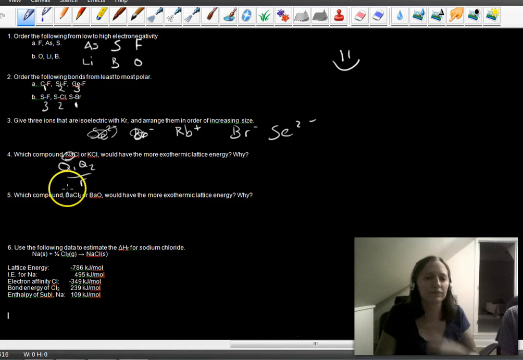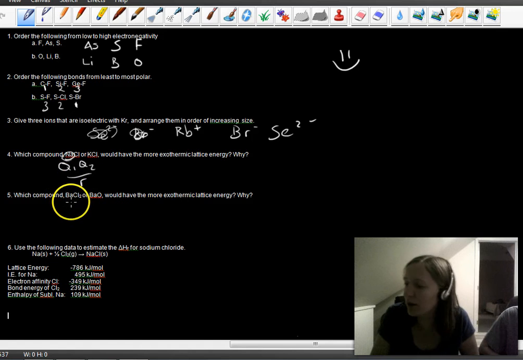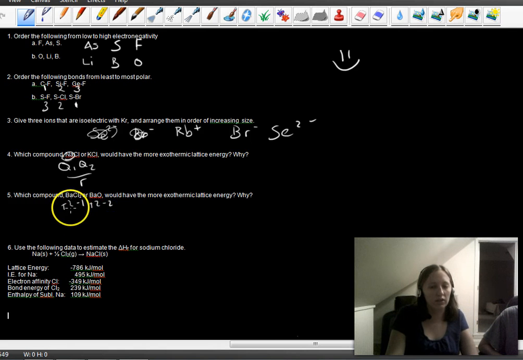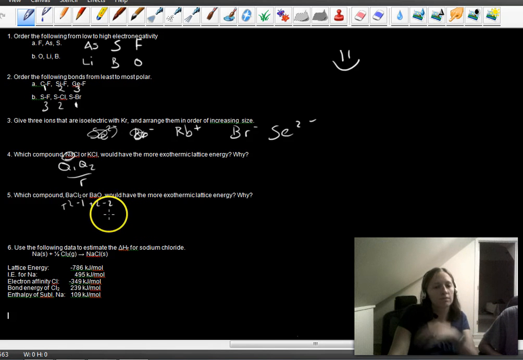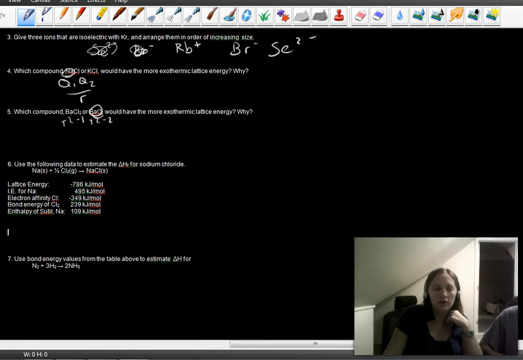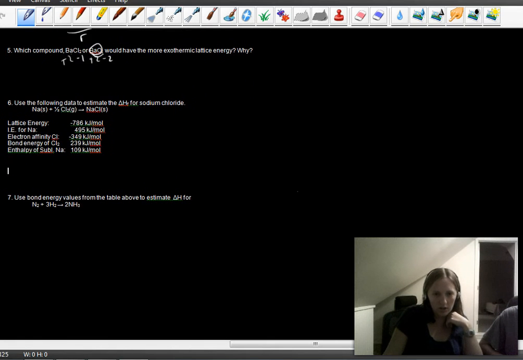All right, which compound, barium chloride or barium oxide, would have the more exothermic lattice energy? Again, same formula. You've got barium, which is +2 charge, and -1, and then +2 and -2. And so you end up with 2 versus 4. And so because oxygen has a stronger charge than chlorine, you end up with a more exothermic lattice energy. Woo.